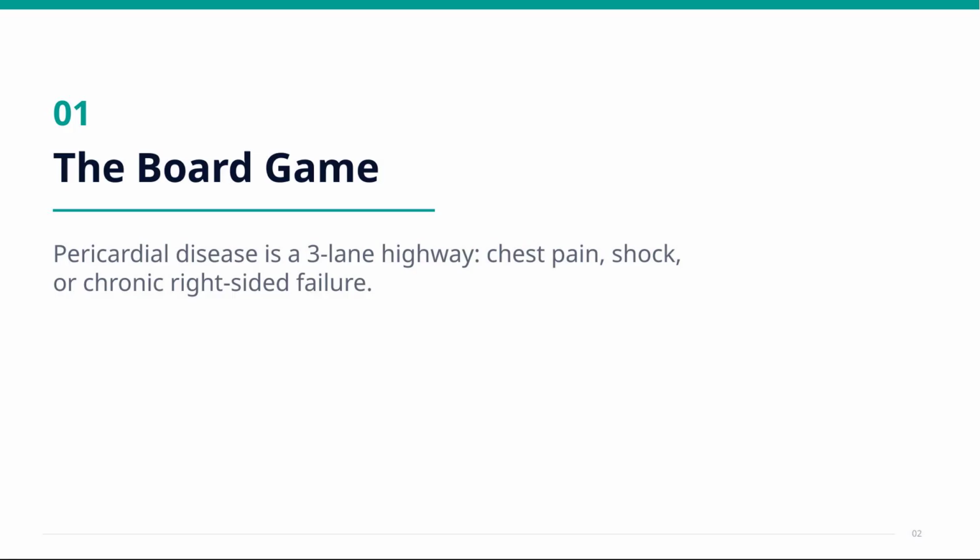Think of pericardial disease as a 3-lane highway. Lane 1, chest pain. Lane 2, shock. Lane 3, chronic right-sided heart failure. Every vignette you'll see today merges onto one of those 3 lanes. Your job is just to spot which lane you're in, fast. Let's speed run the patterns.